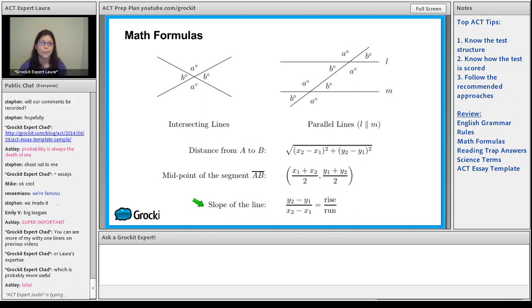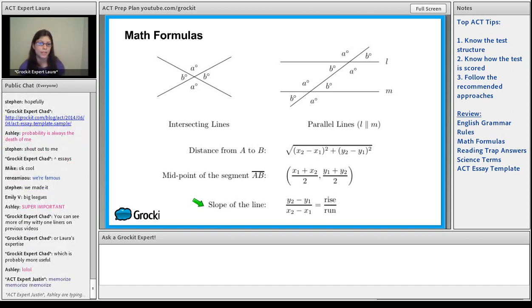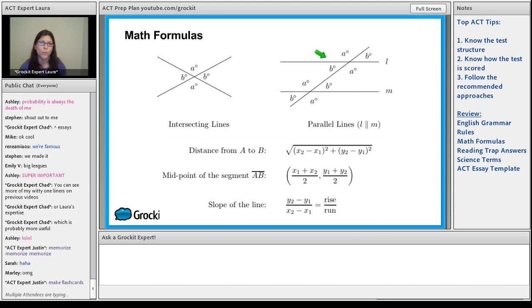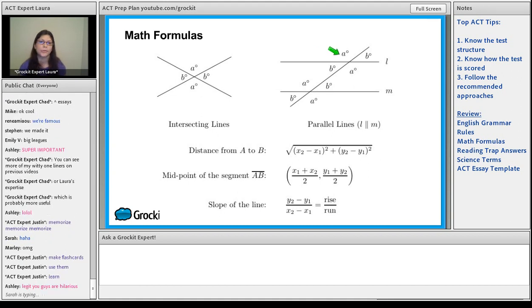The other thing you want to keep in mind is when you're working with transversals like this right here, if you have one angle, you can find basically 7 other ones.